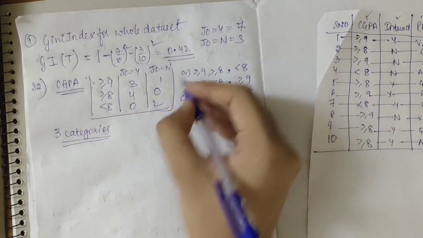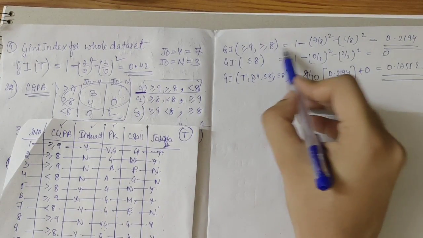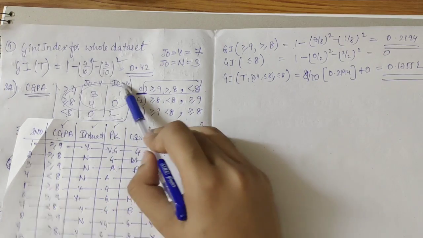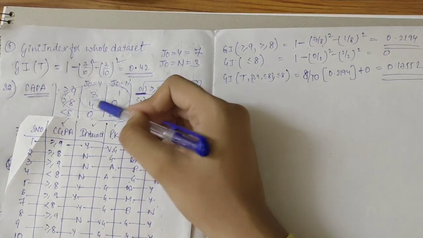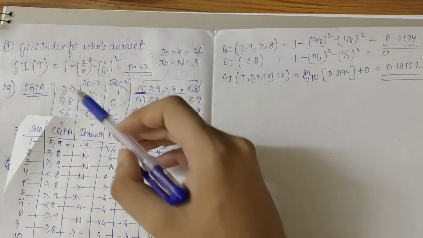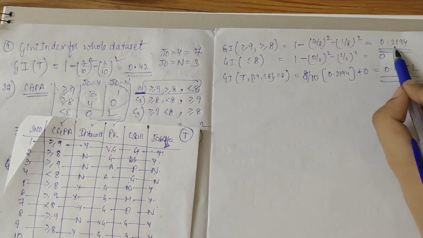Okay, so for greater than or equal to 9 and greater than or equal to 8, I can write 1 minus, so considering this part I have 4 plus 3, 7 plus 1, 8. So out of 8, 7 are yes. So 7 by 8 whole square, and out of 8, 1 is no. So 1 by 8 whole square. So if I solve this, I'll get 0.2194.